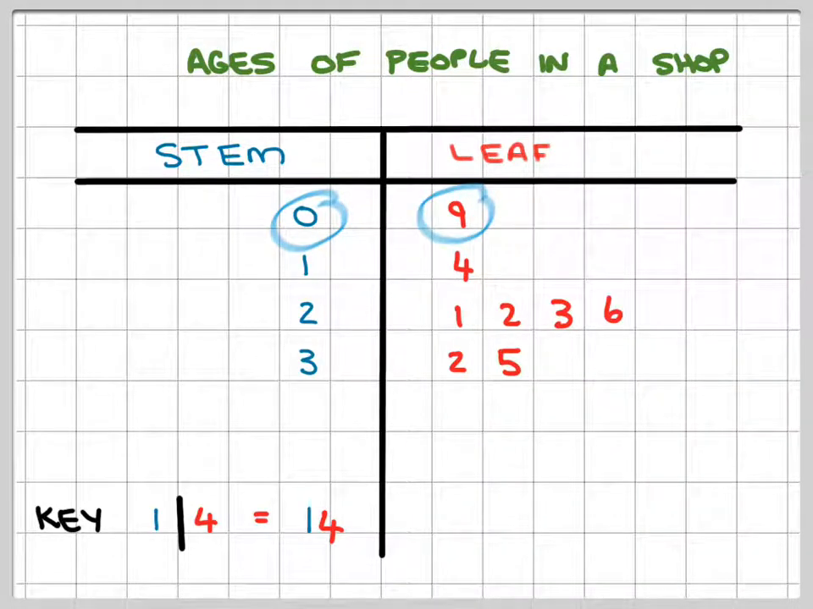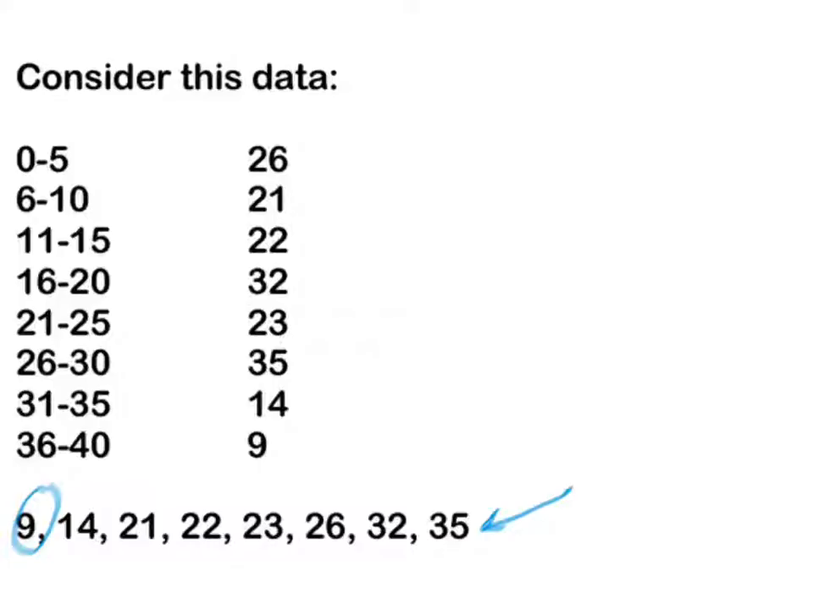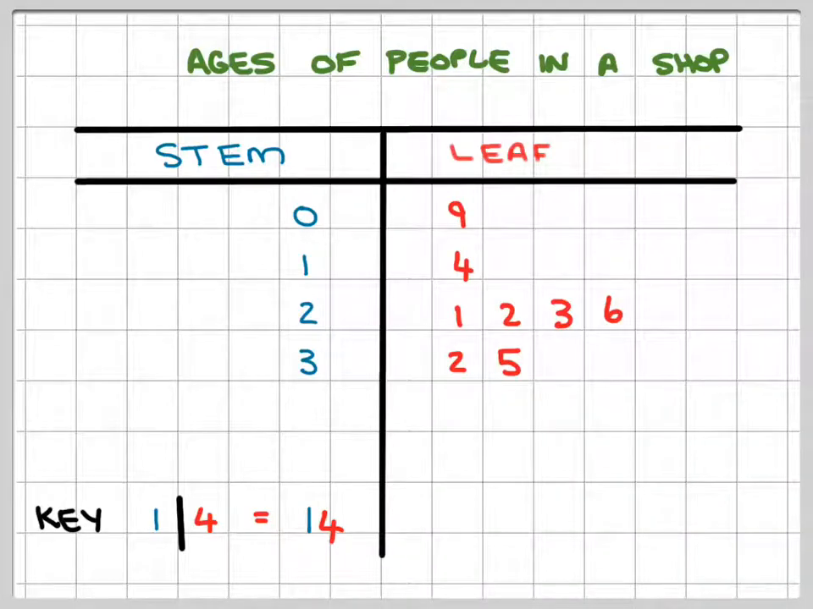here. Okay. Then we're going to plot 14. So 14 is 1 in the stem and 4 on the leaf. 1 in the stem, 4 on the leaf. That makes 14. Okay, now you can see here we've got something tricky coming up here.